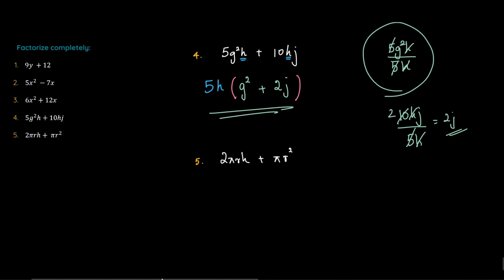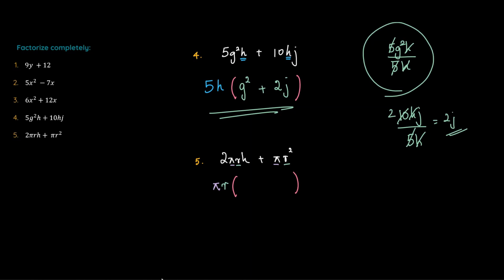Alright, so that's the fourth question for you, and the final question is 2 pi rh plus pi r squared. So let's figure out what are the numbers or variables that are common in these two algebraic terms. We understand pi is common, so I'm going to take pi outside. R is common as well, so pi is common, and then r is common, so it has r, and r squared also has r in it, so r is common.